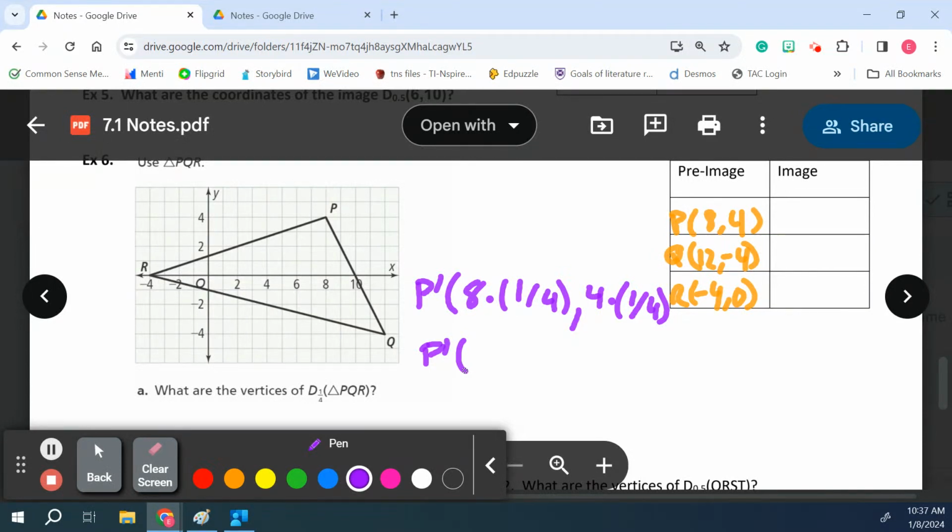Eight times 1/4 is? Anybody? What's 1/4 of 8? 2. And then what's 1/4 of 4? 1. All right, so there's our P prime. Q prime, if we did the same thing, is going to be 3, negative 1. And R prime is going to be negative 1, comma 0.